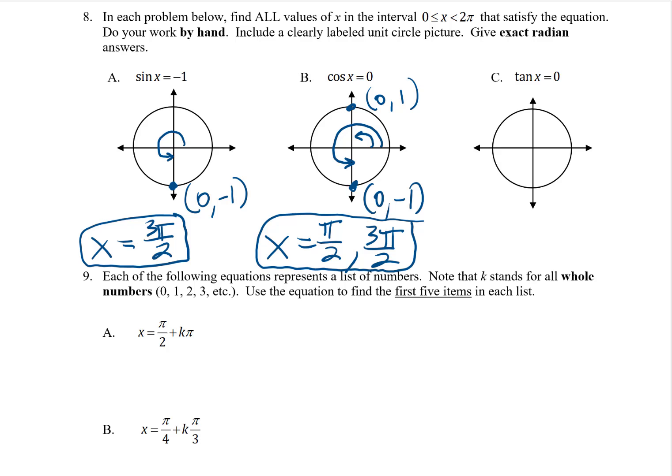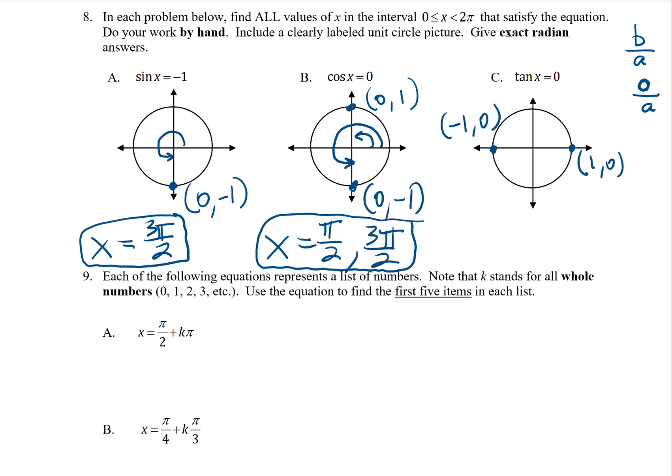Part C, tangent x equals 0. Let's see, on the unit circle, tangent returns to me the b coordinate divided by the a coordinate. The only way that's going to come out to be 0 is if the top part is 0, because 0 divided by anything is 0. So I'm looking for places where the b is 0, something comma 0. It's going to happen here at 1 comma 0. 0 divided by 1 would be 0, and it's going to happen here at -1 comma 0.